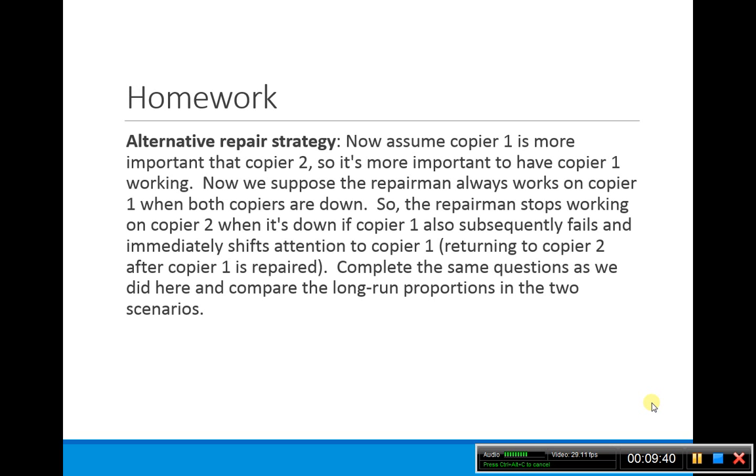One of your homework problems is an alternate repair strategy. You're going to have a different state space. Here you're assuming that copier 1 is now more important than copier 2, so it's most important to have copier 1 working. If copier 1 is down at any point in time, then you always fix copier 1 first. It immediately shifts attention to copier 1. You're going to complete the same questions as before, keeping in mind that if copier 1 is broken, the order does not matter anymore. You have to fix copier 1 first.